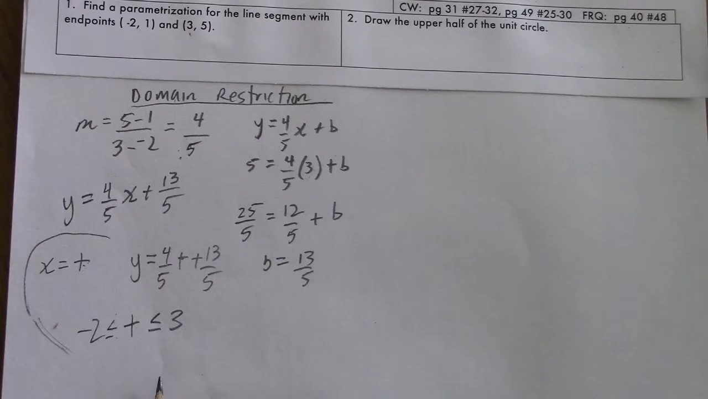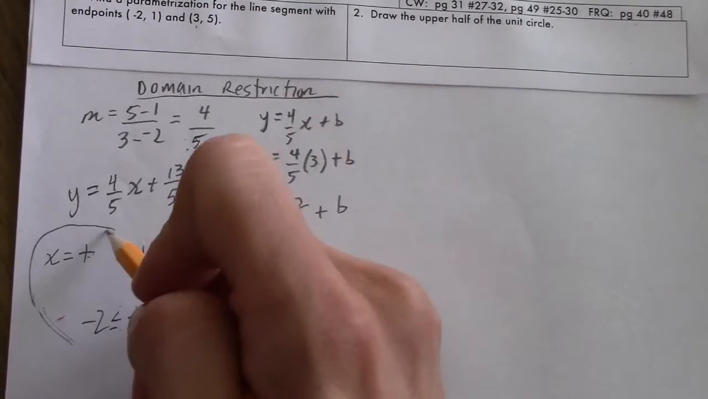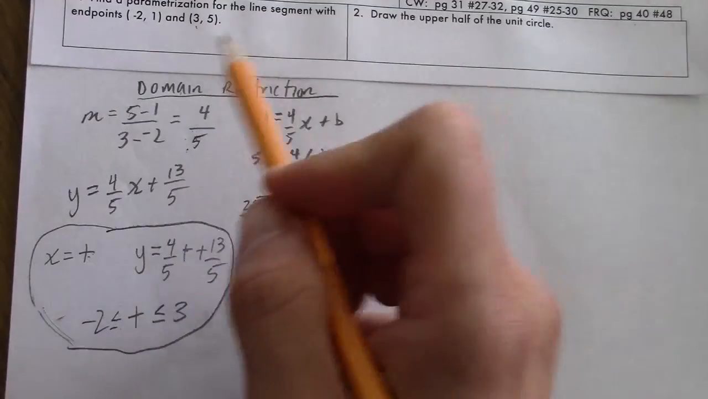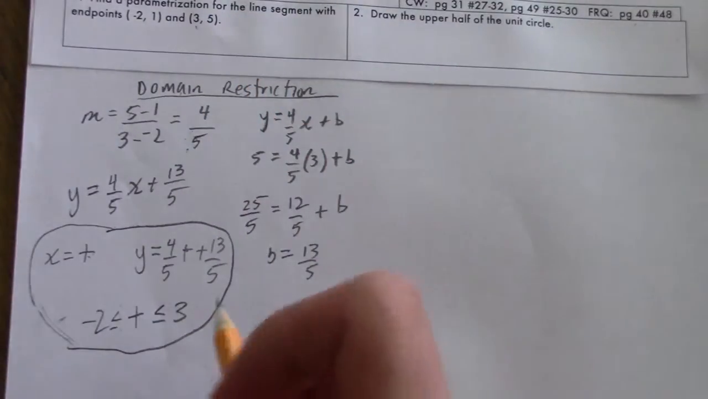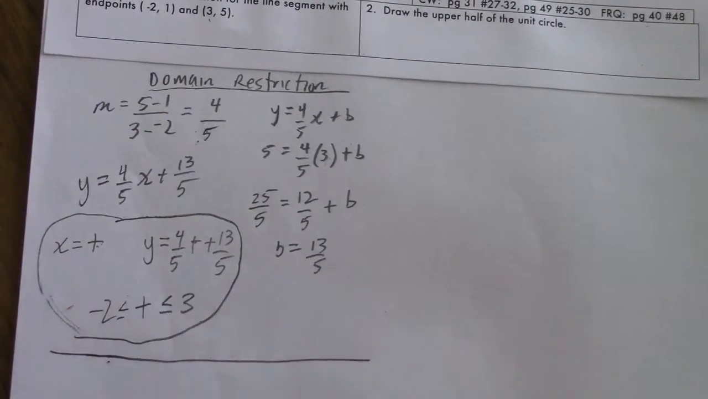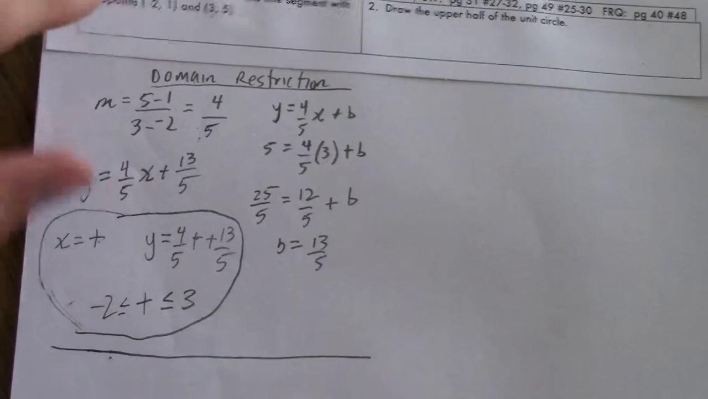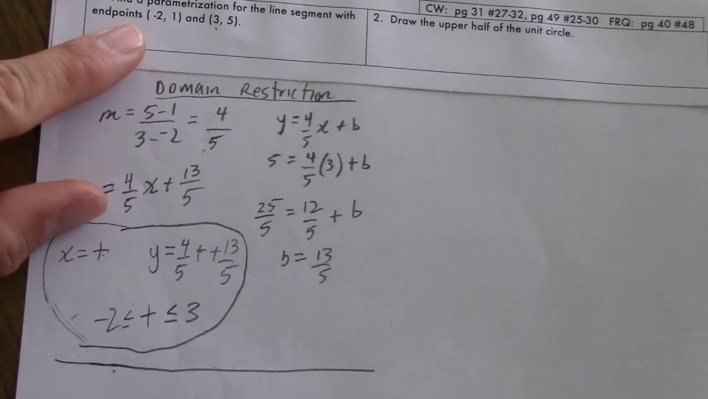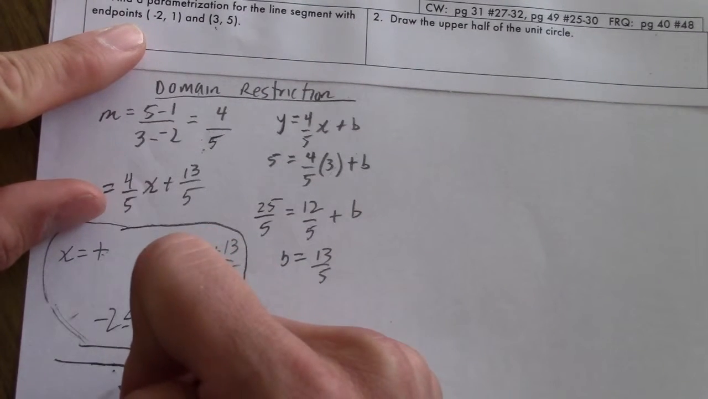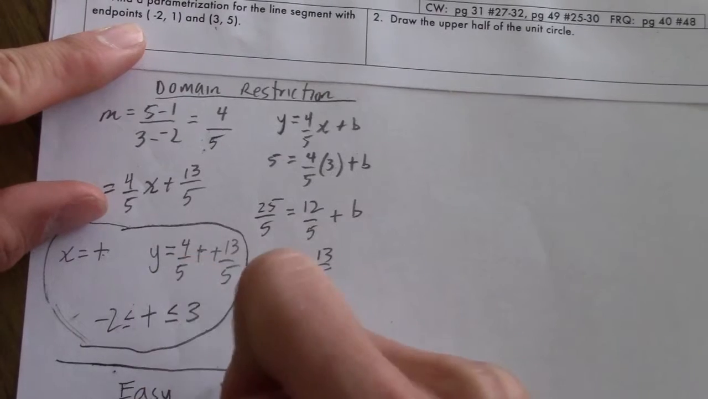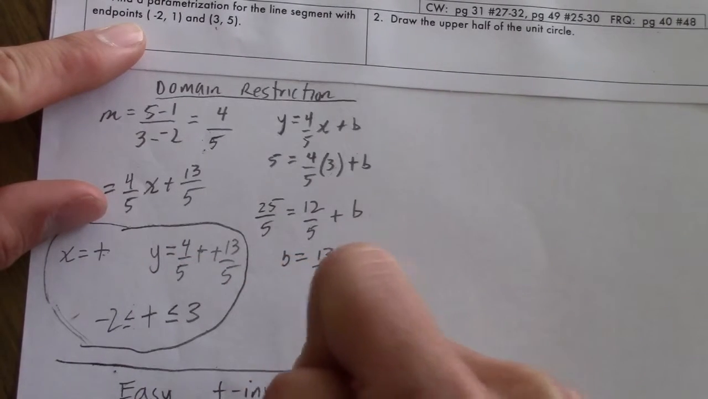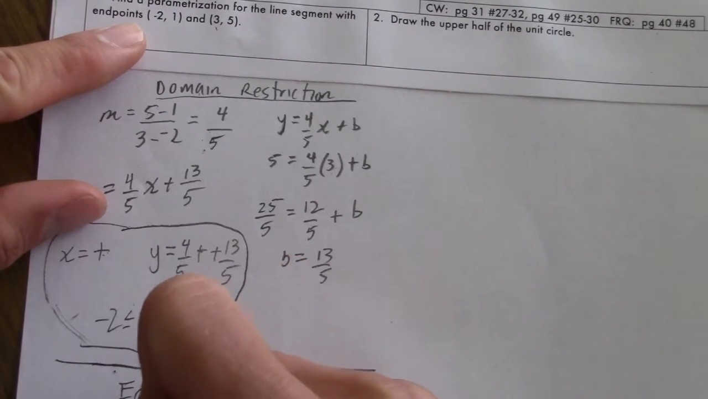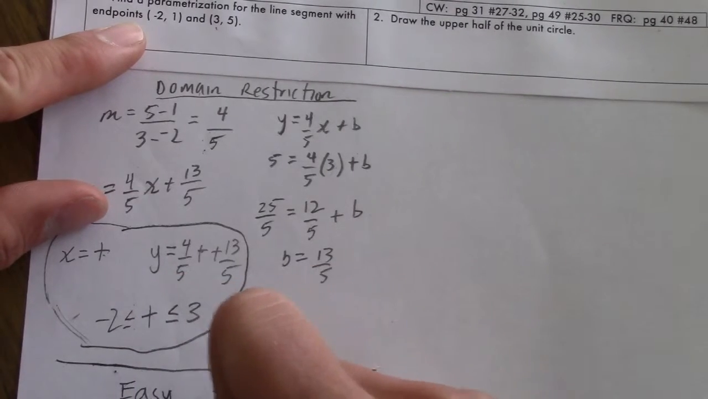So I call that domain restriction, and if you graph that, you'll see we get the line segment between those points. So another way to do this is by creating an easy t-interval and then finding equations to spit out these points right here. So I would call this the easy t-interval by design.